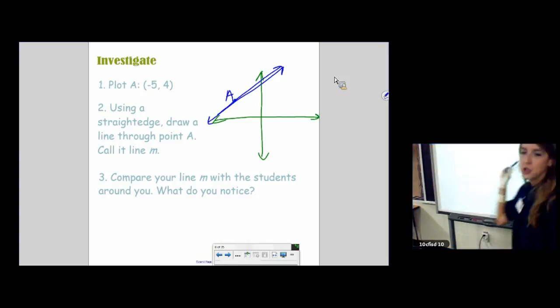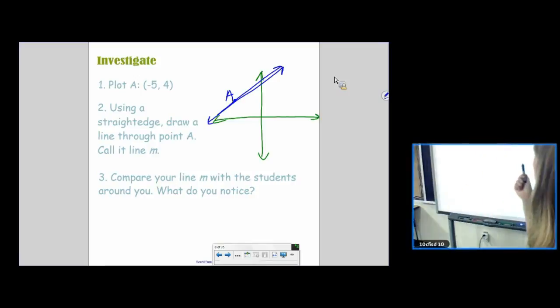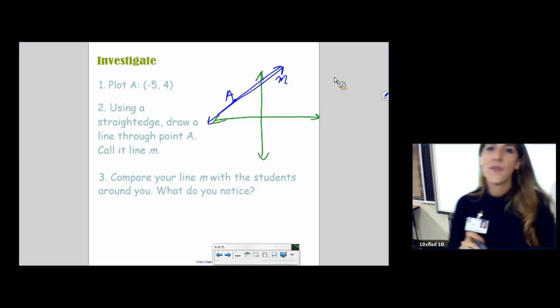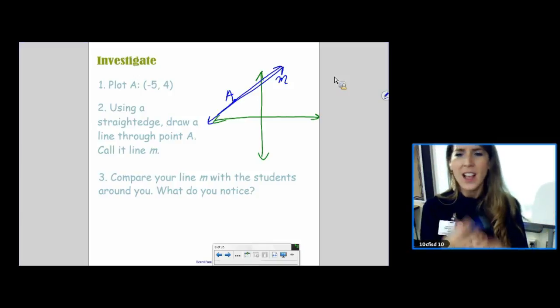All right. Did you draw my line? Is that the one you drew? I assume that not everyone drew the exact line that I drew, right? I have to call it M. So if I give you a point, we all have the same point, correct? We were all working with the same point, yet we all drew different lines.